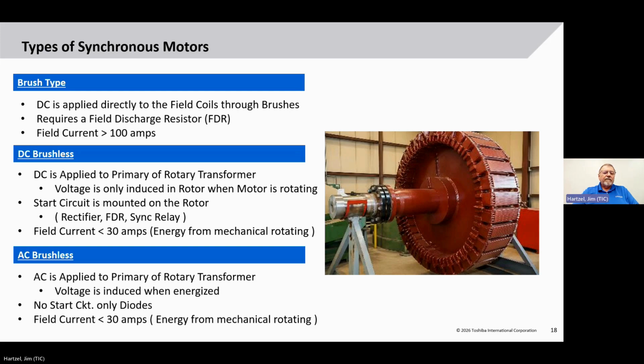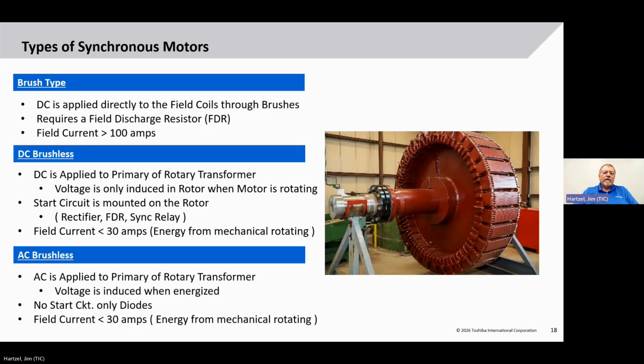Okay, the next type is the AC brushless, which instead of having a DC rotary transformer, you have an AC rotary transformer. And you essentially do the same thing. However, the circuitry on the rotor is slightly different. It has no switching devices, only diodes. Okay, so those are the 3 types.